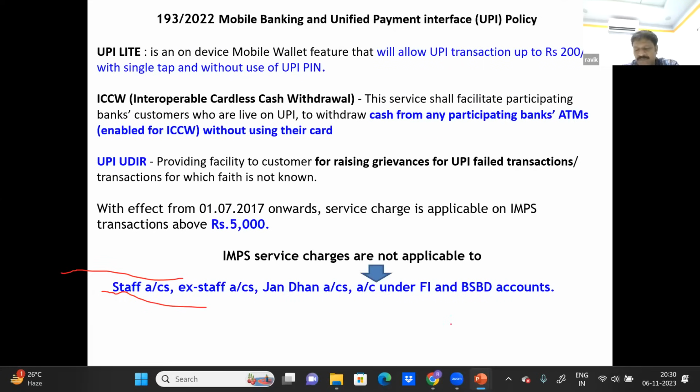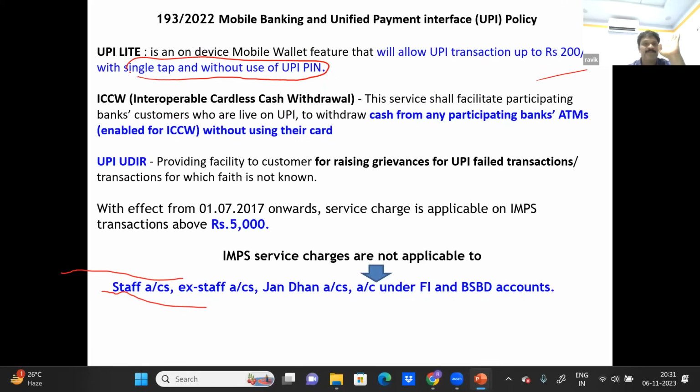Recently they have introduced UPI Lite. Everybody knows UPI Lite. Remember, the UPI Lite advantage is that it will allow UPI transactions up to 200 only, with a single tap without using a UPI PIN. Whenever we do UPI, we use a 6-digit PIN. For up to 200, some tiffin or some tea, you don't want to enter it every time, so UPI Lite will be very light. You can pay 20 rupees or 25 rupees like that, up to 200 without a UPI PIN. If you want to make such transactions, UPI Lite is very useful.